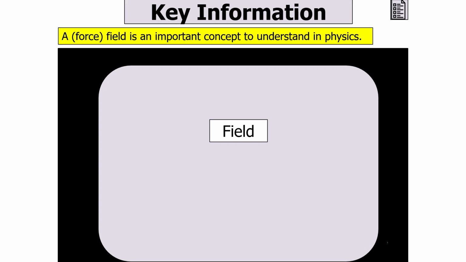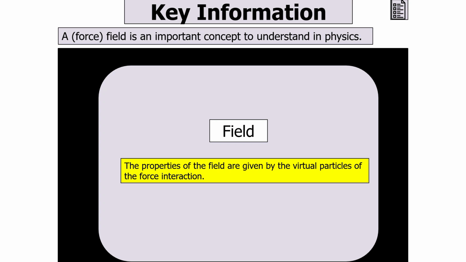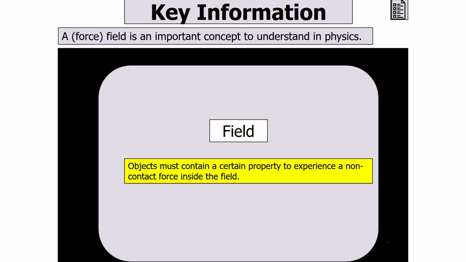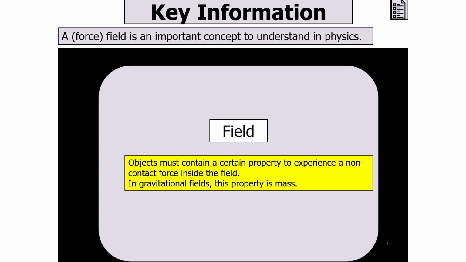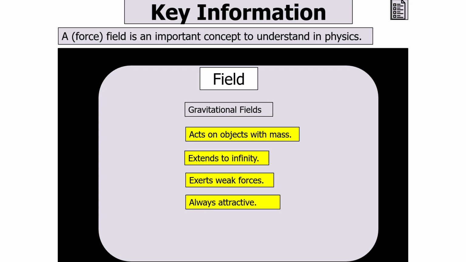Now, a force field is an important concept to understand in physics, as a field is a region in the universe where an object placed inside of it can experience a non-contact force due to its position in the field. Now, the properties of the field are given by the virtual particles of the force interaction, but on the macro scale we can say that objects must contain a certain property to experience a non-contact force when placed inside the field. Now, in gravitational fields, this property is mass. So if we look at the properties of gravitational fields, we can say the following. They act on objects with mass. The fields extend to infinity, they exert weak forces, and these forces are always attractive.